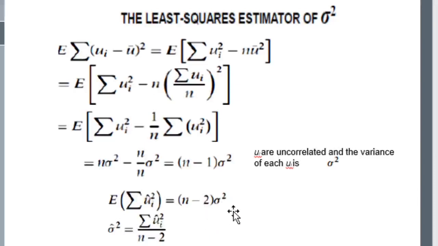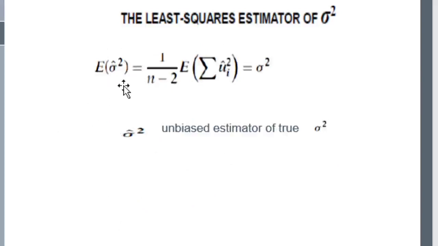Then the estimate of sigma square, that is sigma cap square: divide this equation by n minus 2. So sigma square equals the expected value of sigma ui cap square divided by n minus 2, and the estimate of sigma square, that is sigma cap square, equals sigma ui cap square divided by n minus 2. Then the expected value of sigma cap square equals 1 by n minus 2 into the expected value of sigma ui cap square, which will be equal to sigma square. That is, sigma cap square is an unbiased estimate of sigma square.